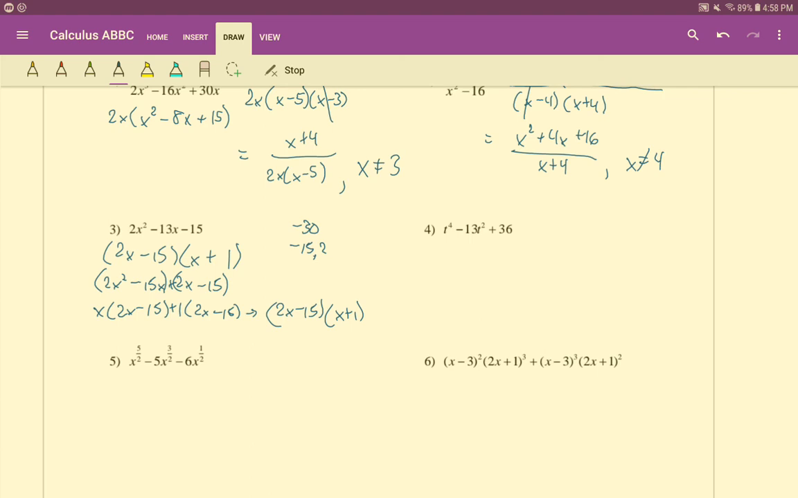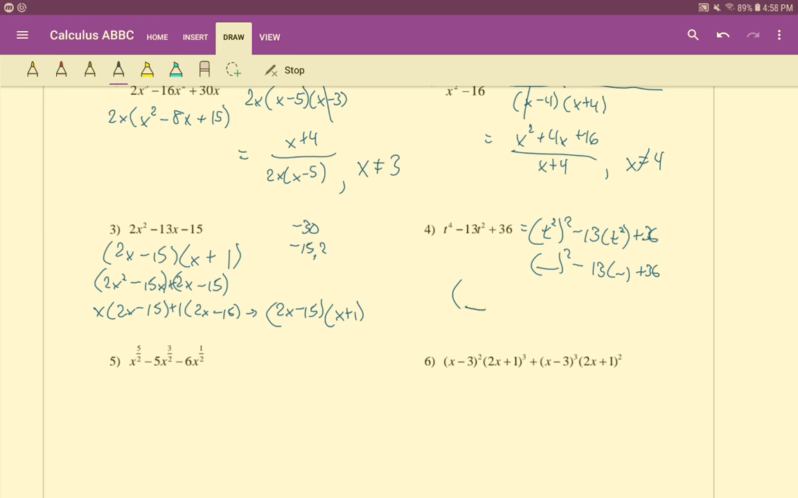All right, number 4, okay, it's not a quadratic, but it's in a quadratic form, right? Really you can think of this as like t squared squared minus 13 t squared, right, plus 36. Or maybe put more bluntly, something squared minus 13 times that same something plus 36. And so we can just factor this like it's a quadratic. We're looking for two numbers that multiply to make 36, but add to make negative 13, because, again, our lead coefficient there is 1. So what will those two numbers be?